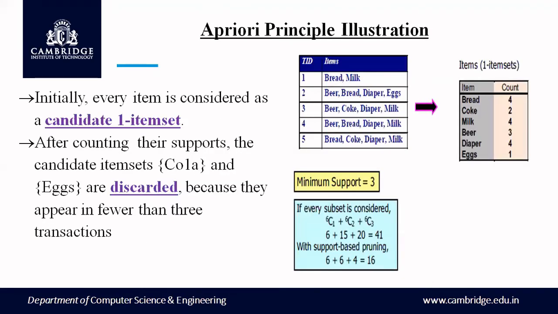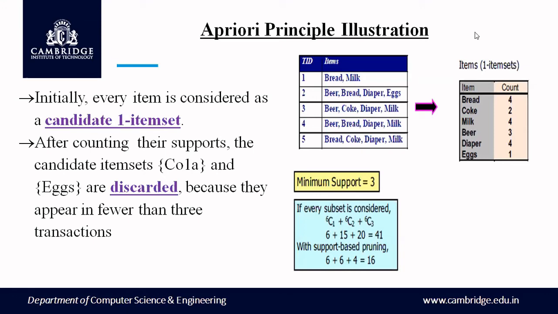Here is an example. I've taken a few examples to demonstrate how the apriori principle works. Initially, every item is considered as a candidate one item set, as I mentioned. This is our market basket transaction. From this, I consider all items as one item sets: bread, coke, milk, beer, diaper, and eggs. If you see the count like this, the minimum support threshold is going to be 3.